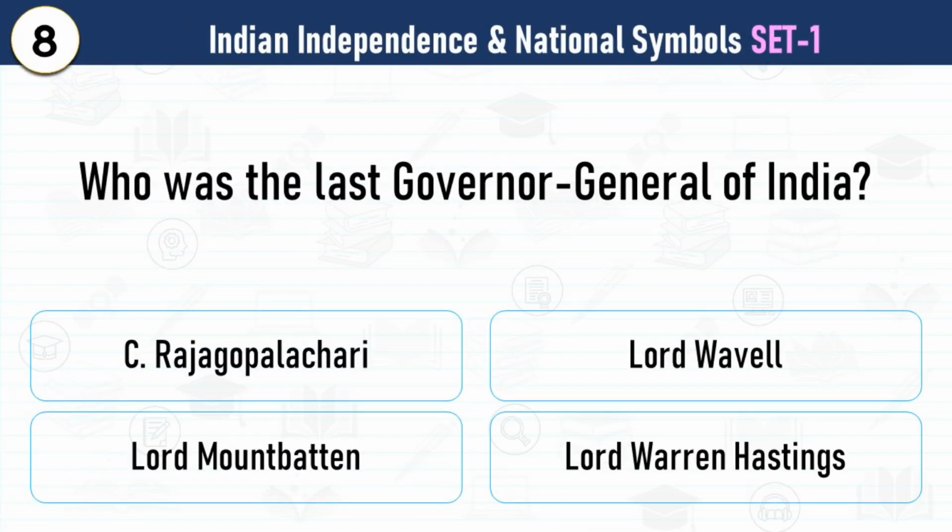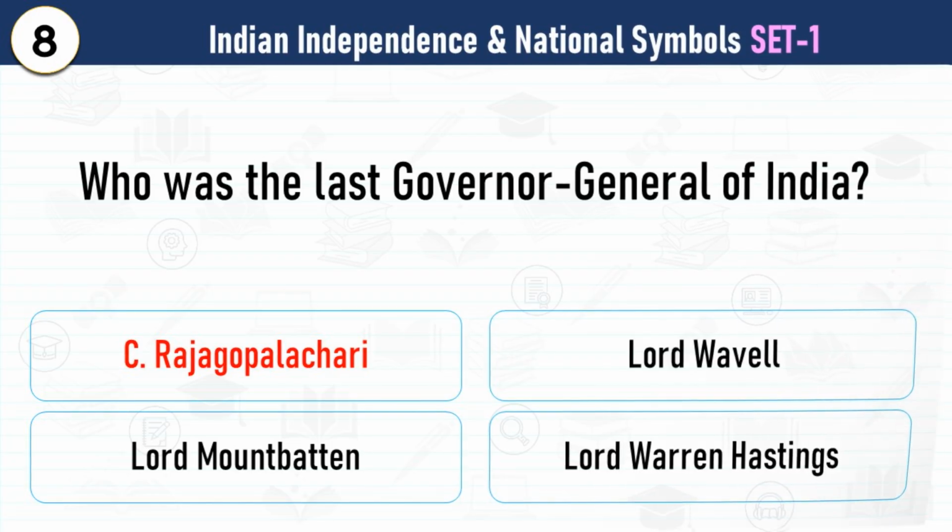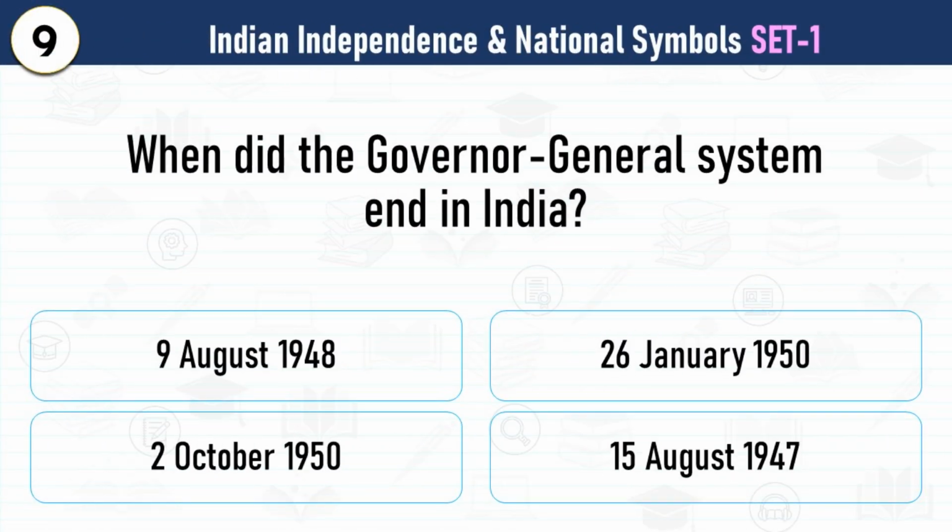Question number 8. Who was the last Governor General of India? Correct answer is C. Rajagopalachari was the last Governor General of India. Question number 9. When did the Governor General system end in India?